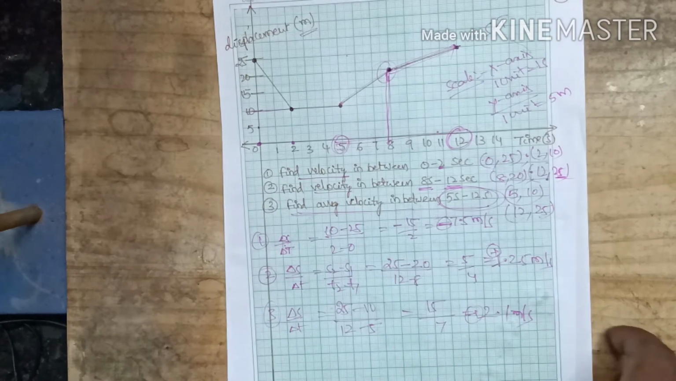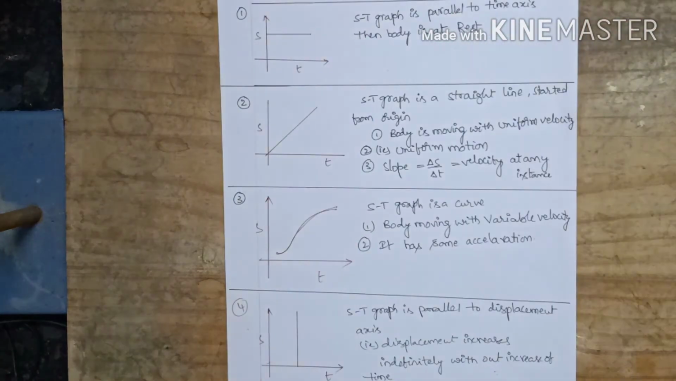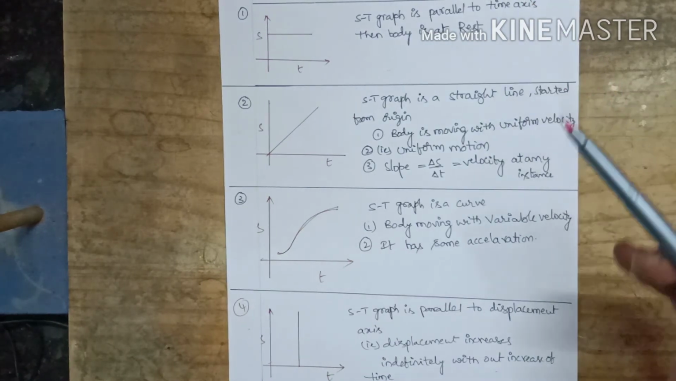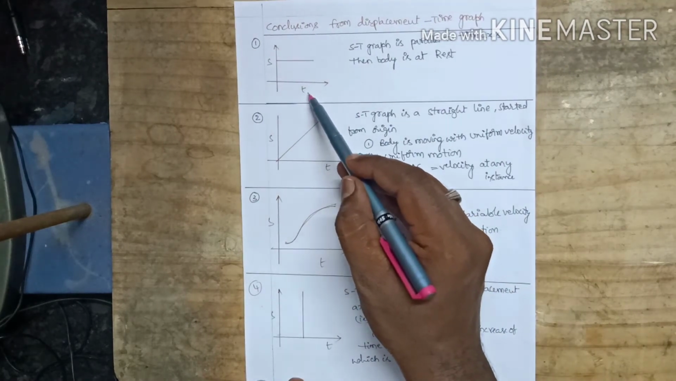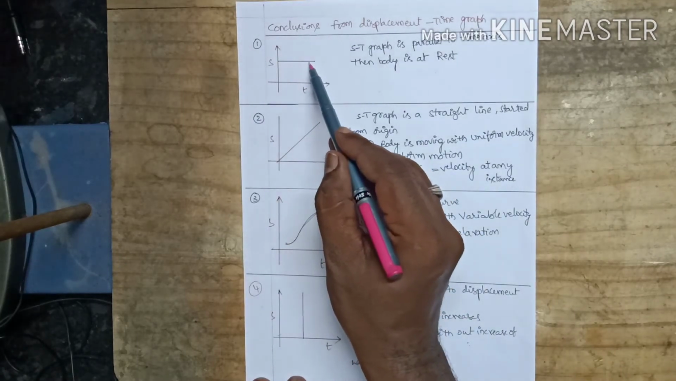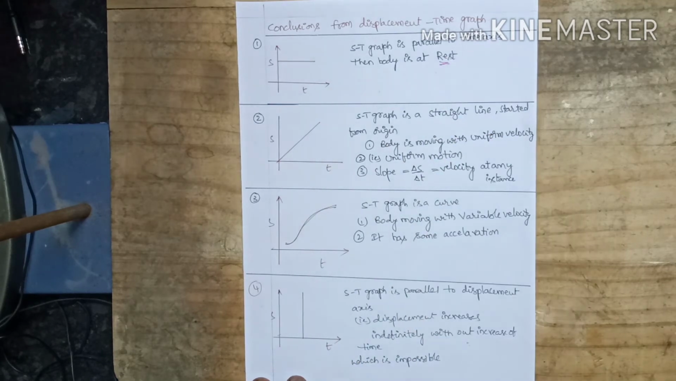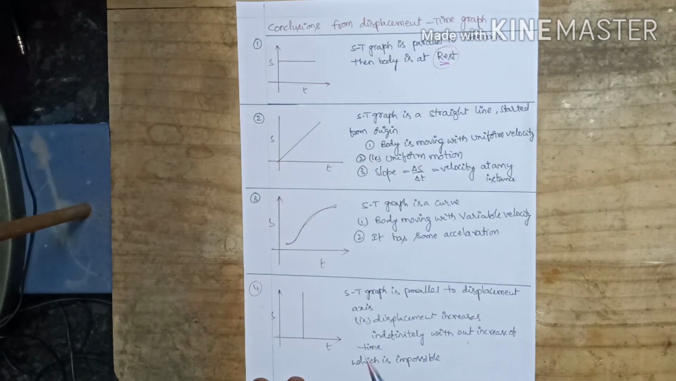These are all the different methods and different graphs we have drawn till now. From all these graphs we have some conclusions, starting with the ST graph. We are going to learn the conclusions from the displacement time graph. Time is along the x-axis, displacement along the y-axis. If this ST graph is a straight line parallel to the time axis, that is the x-axis, this means the body is at rest. There is no change in the motion of the body. Though the time interval is going on, the body is at rest.